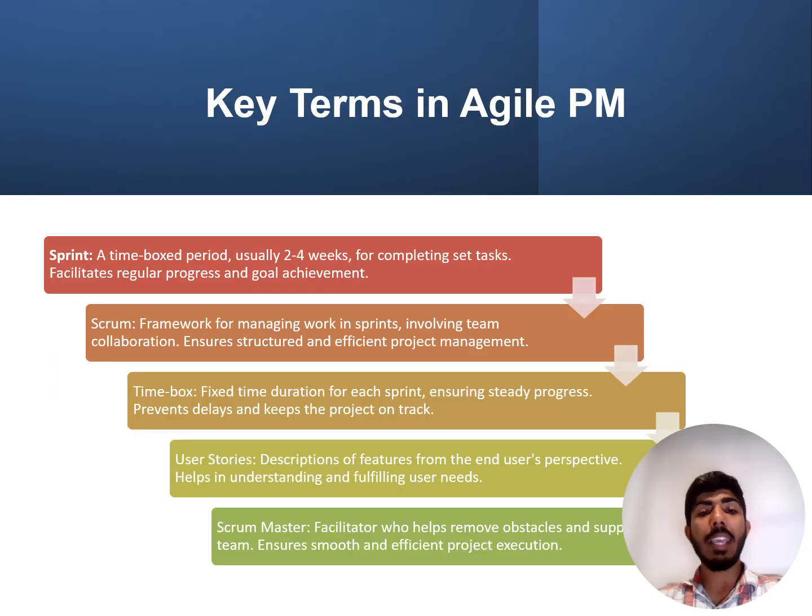This is key terms in Agile PM. Now let's get familiar with some key terms in Agile project management. A sprint is like a mini project within the project, usually lasting 2 to 4 weeks. Scrum is a framework that helps teams work together in these sprints. Think of it like a football huddle where everyone plans the next play. Time box means setting a fixed time for each sprint to keep everything on track.